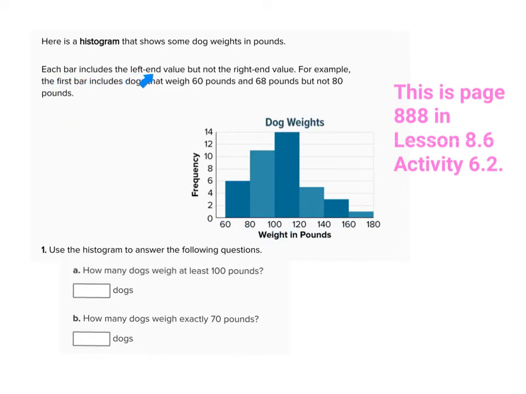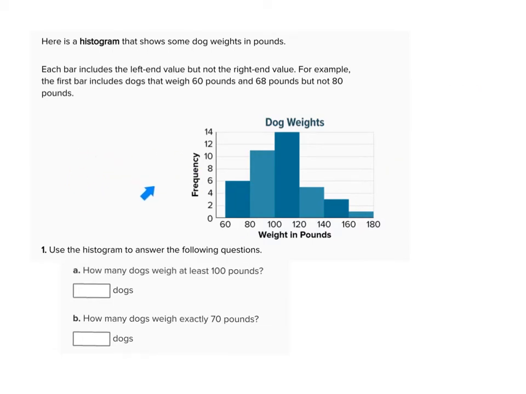Each bar includes the left end value, but not the right end value. For example, the first bar right here includes dogs that weigh 60 pounds, because I have a 60 right there, and 68, because 68 is between 60 and 80, but not 80 pounds, because we don't include the rightmost number in this bar. Okay, so let's try and figure out how we're going to answer some questions.